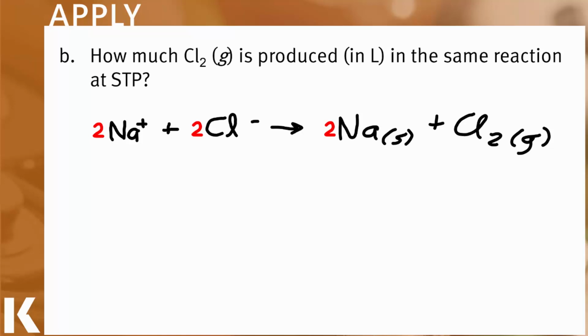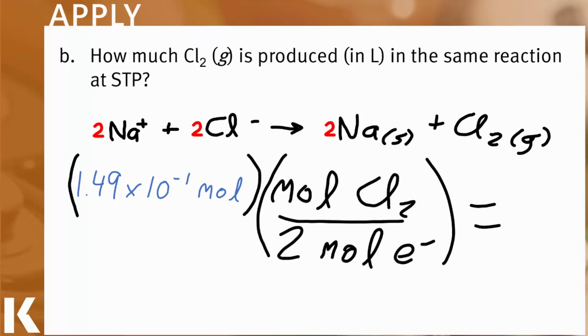You can see that for every 1 chloride ion, we're going to have to remove or oxidize away 1 electron, but we're going to have to do that twice. We're going to have to oxidize 2 chloride ions in order to get 1 mole of chlorine gas, or rather 1 molecule of chlorine gas. So there's a different molar ratio here, because we still are applying 4 amps over 1 hour. So we produce 1.49 times 10 to the minus 1 moles of electrons. But as we just saw from the molar ratio in the equation, it's going to take 2 moles of electrons to produce 1 mole of the chlorine gas.